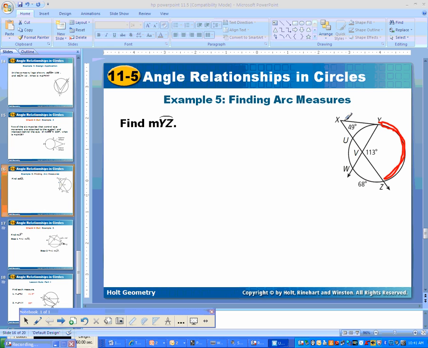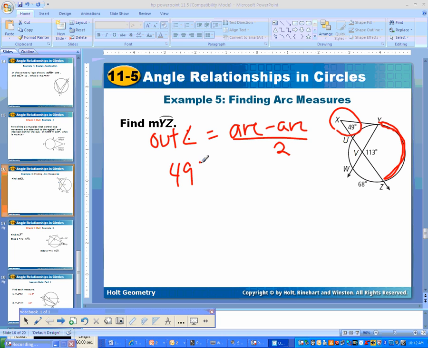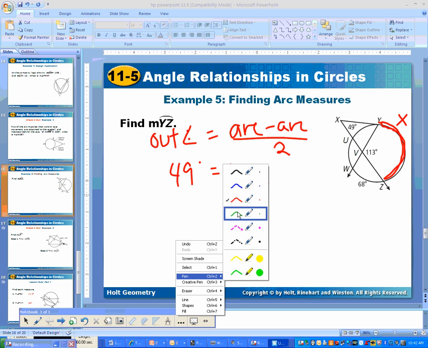Okay, so let's see what information we can use. So we have this angle right here, and that's outside the circle. So to find an outer angle, that's going to be the arc minus the other arc divided by 2. And we know that this is 49 degrees. We don't know what this is, which is what we want to figure. I'll call that x. But we also don't know what this one is either. So, how can we figure out what that is? We'll call this y. This is going to be kind of a 2-step process. So if we can figure out what y is, then we can figure out what x is.